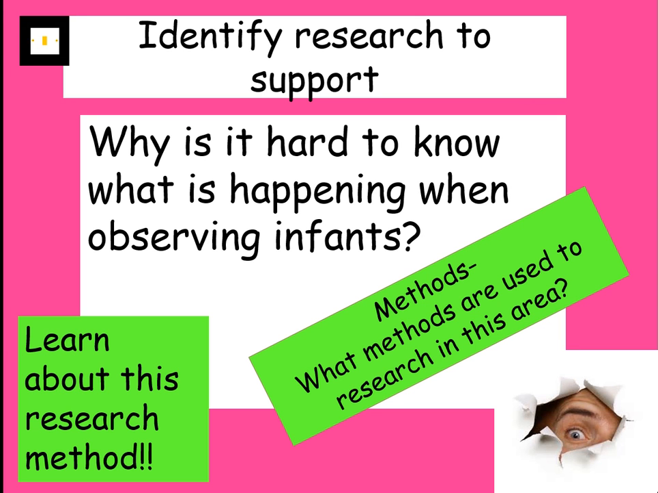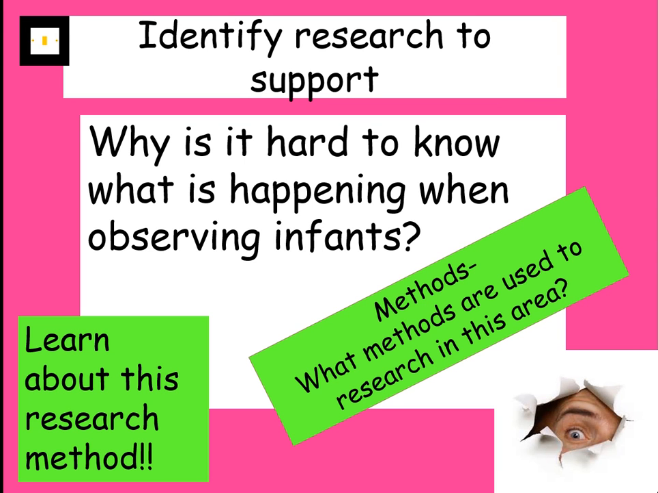The 2 main research methods that we're going to see over the next few sessions is naturalistic observation and controlled observation. We are going to bring in some other research methods, but why would we do that? Why would we use that method? Because it's the best way of gaining information, because infants can't talk to us. We don't know what they're thinking.